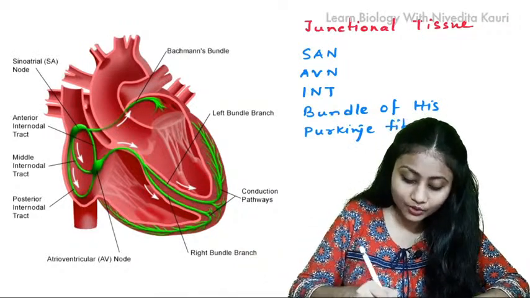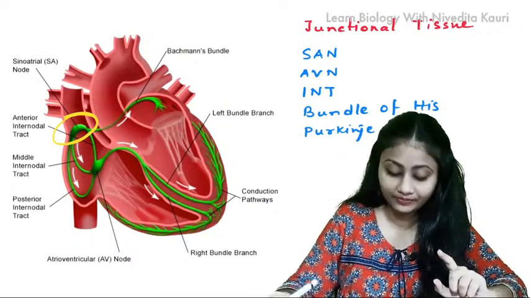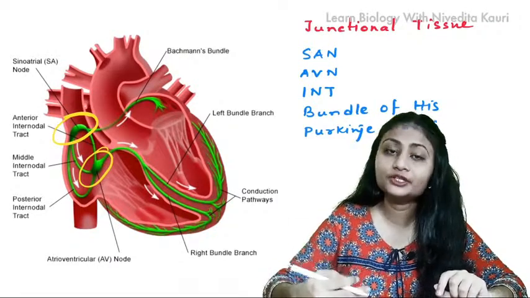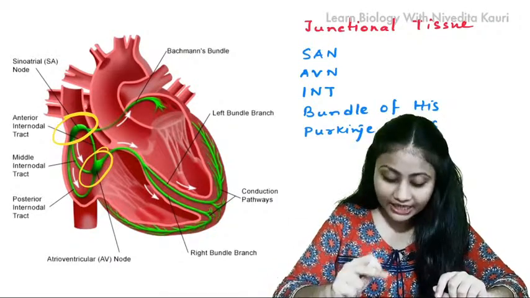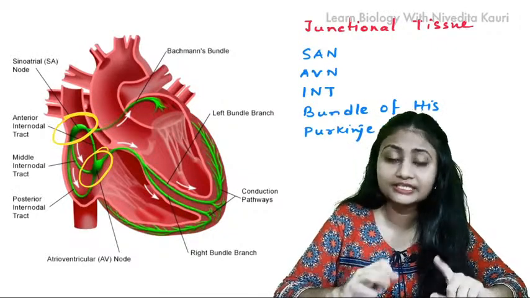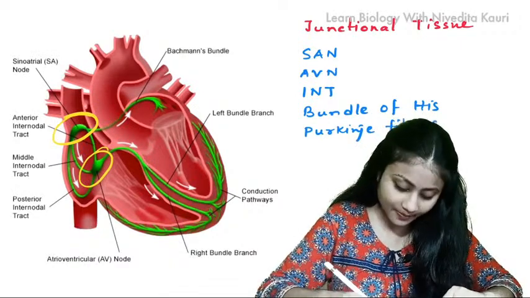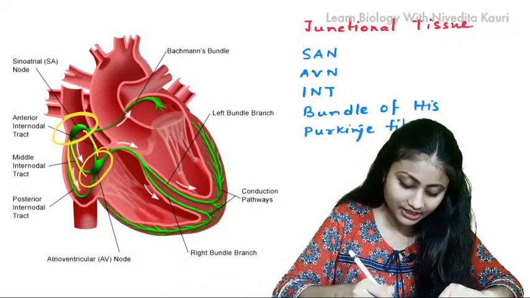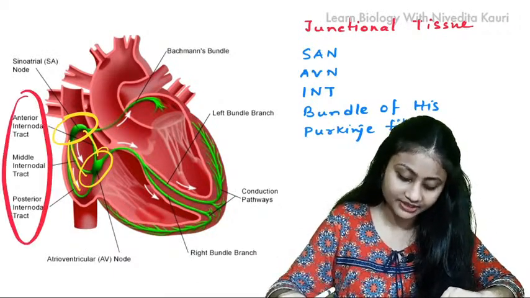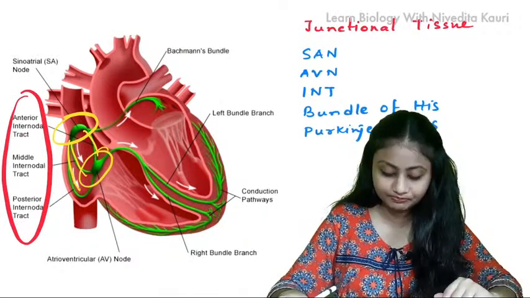The SA node is situated at the right upper corner of right atrium and the AV node is situated at the lower left corner of the right atrium near the atrioventricular septum. And these two nodes, that means the SA node and AV node, are connected to each other by the internodal tract. Anterior, middle and posterior internodal tracts.